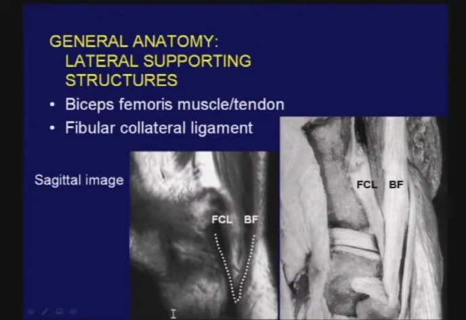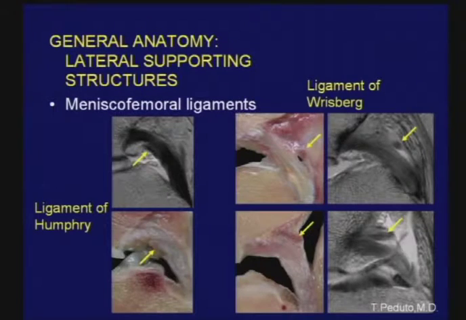In the sagittal view, you can check for this particular V. The fibular collateral ligament and the biceps femoris tendon come together in the form of a V. And if your sagittal images go far lateral enough, you'll be able to check for this particular V and the integrity of these two structures.